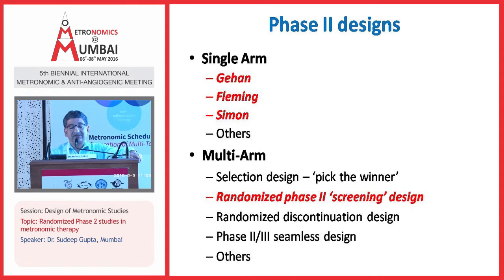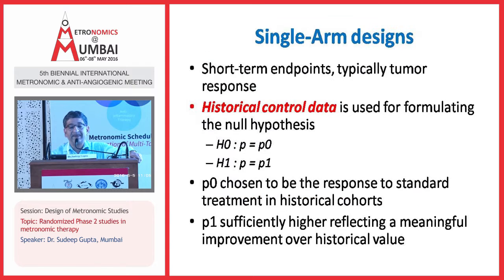What I will do is, although my remit is randomized phase 2, what I will also talk about are a few of the classic single arm phase 2 designs, because the randomization concept is of more recent origin and has basically evolved from the single arm design. So typically these studies have short term endpoints, for example tumor response.